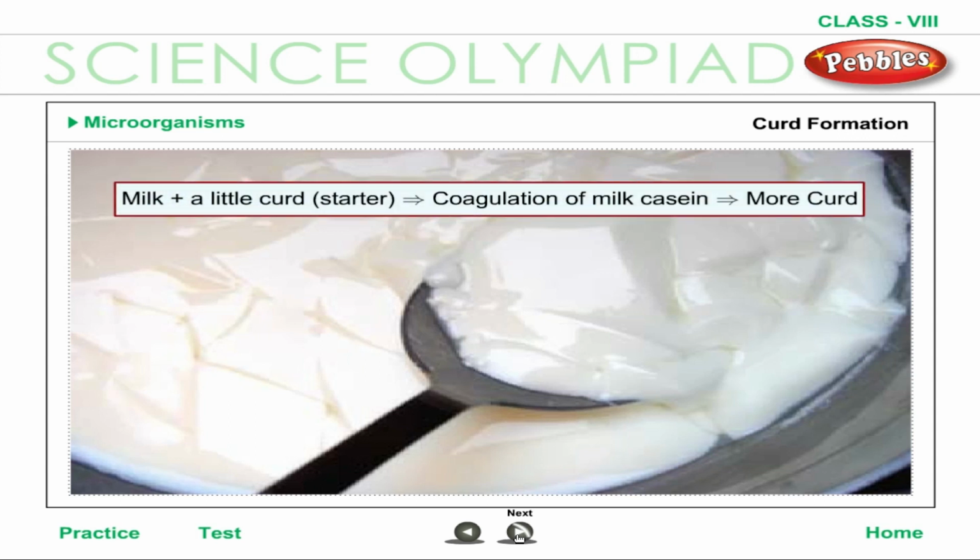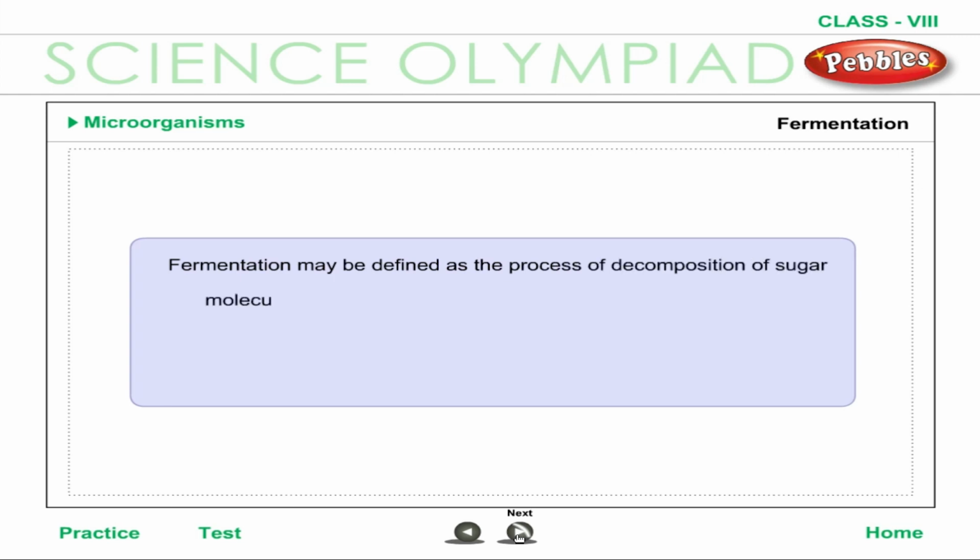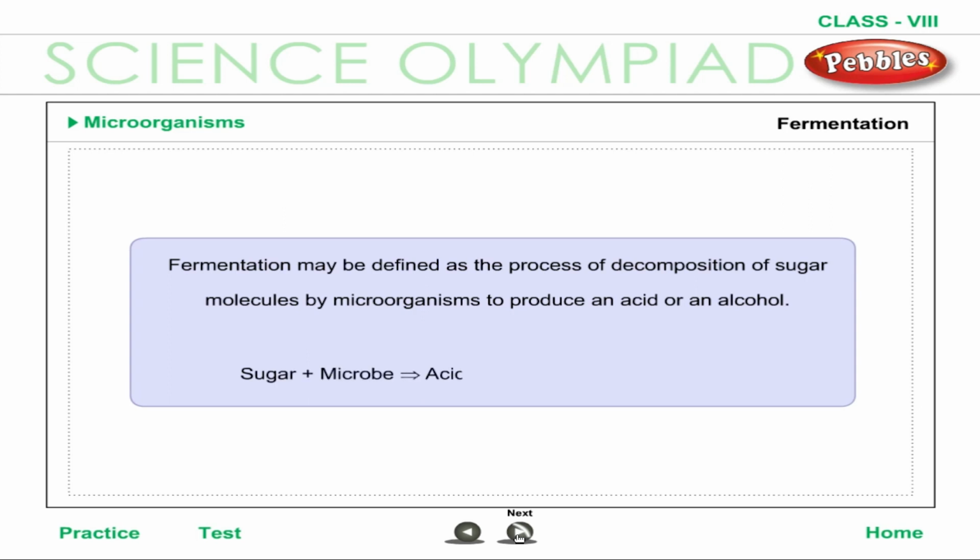Milk plus a little curd starter leads to coagulation of milk casein, which gives more curd. Fermentation. Fermentation may be defined as the process of decomposition of sugar molecules by microorganisms to produce an acid or an alcohol. Sugar plus microbe gives acid or alcohol plus carbon dioxide.